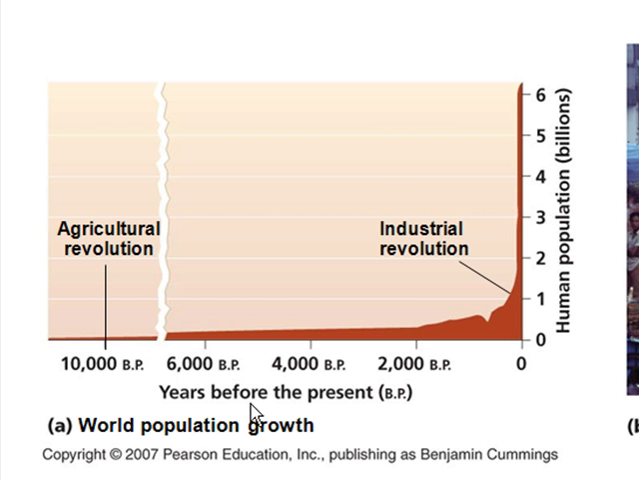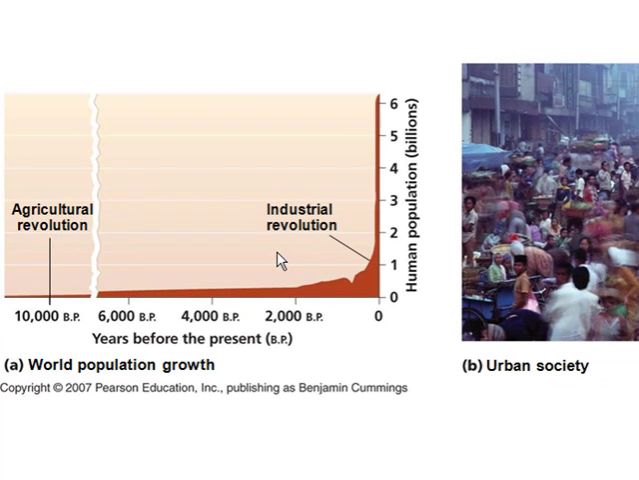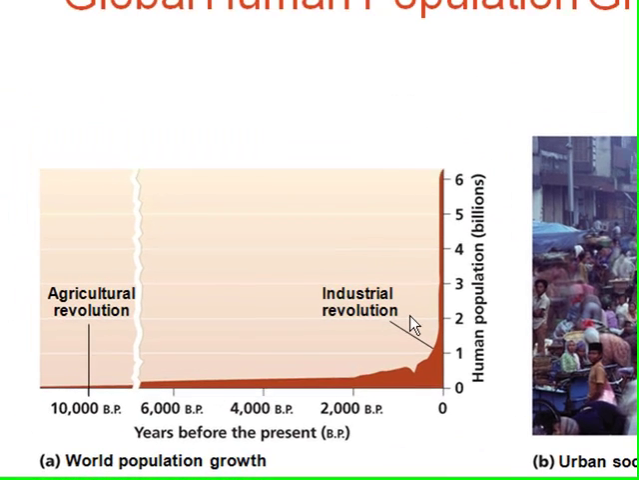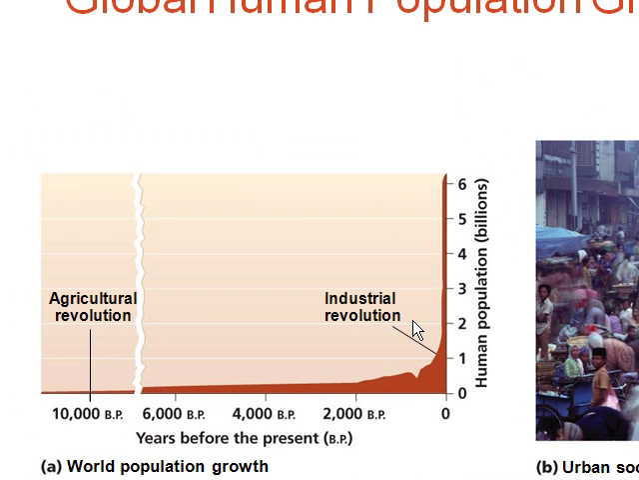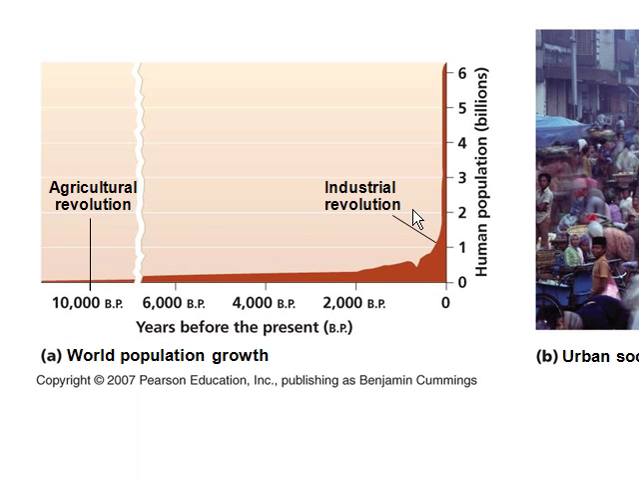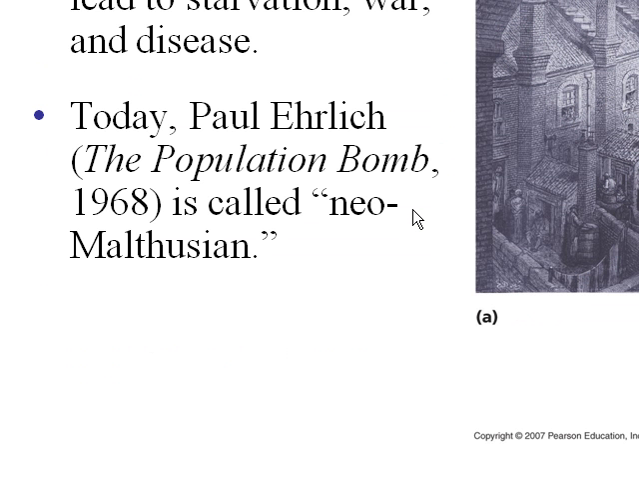The second major revolution is the Industrial Revolution. It began in the 1700s and involves a shift from a rural agricultural life to an urban society powered by fossil fuels: oil, coal, natural gas. These two events have led to this tremendous growth in human population on the planet.